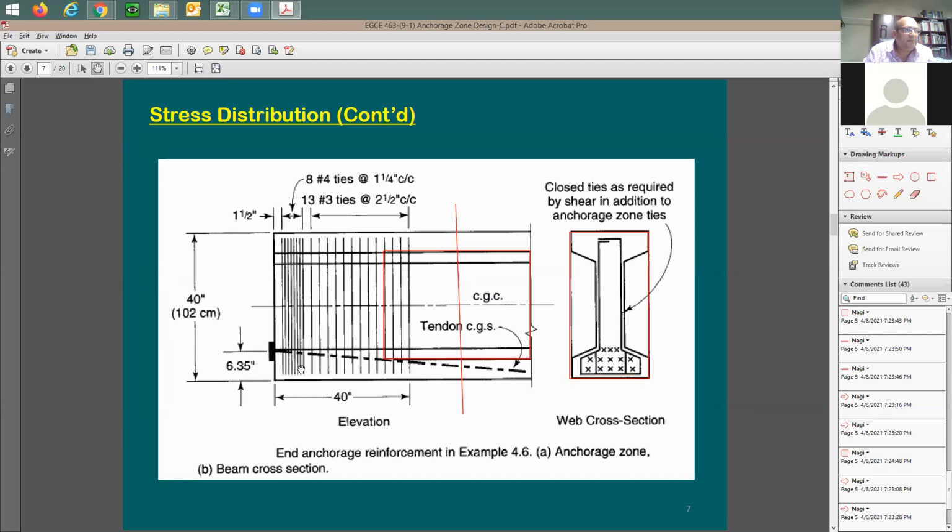Look at the cable location. You're going to have high compressive stresses right here at this location, and you should expect some tensile stresses in the Y direction. This is why we're going to provide lots of ties. At the beginning, we're going to have more ties because it's expected the stresses here are going to be a little bit higher than anywhere else.